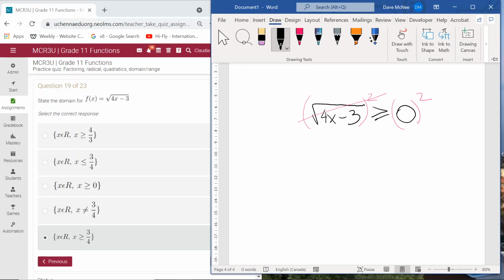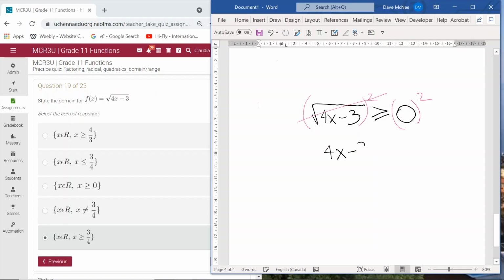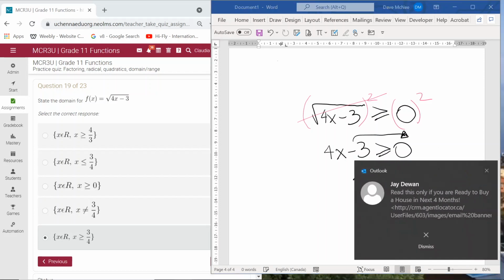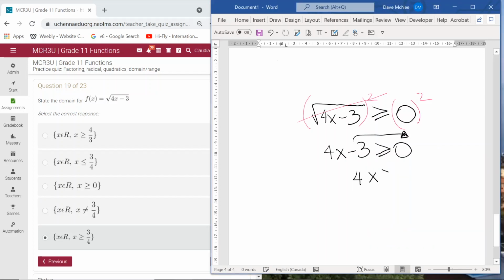It really helps us get rid of the square root. So I have 4x minus 3 is greater than or equal to 0, because 0 squared is still 0. And continuing our solution here, I'm going to move the negative 3 to the other side. So I'll end up with 4x is greater than or equal to positive 3. And then I'm going to divide both sides by 4 and end up with x must be greater than or equal to 3 over 4.